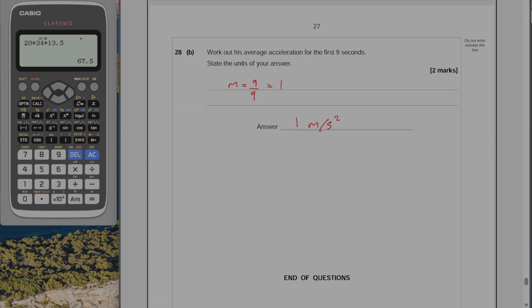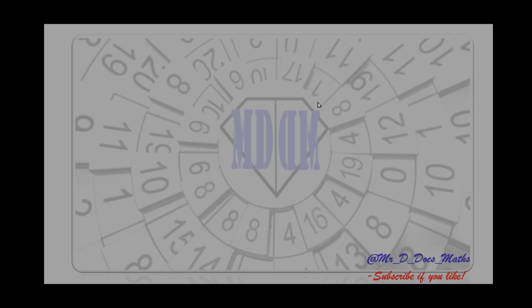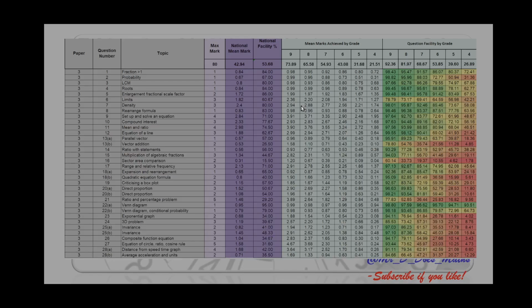1 meter per second squared. Right, and that brings us to the end of the paper. Okay, and again, I'll bring this up one more time. So we've got the topics for each of the questions, and we've got the mean mark achieved by each grade. So that gives you rough grade boundaries for this paper alone.